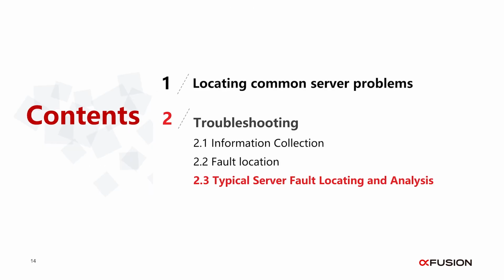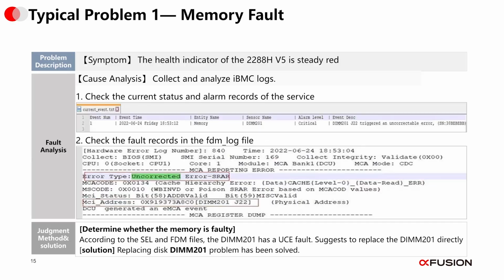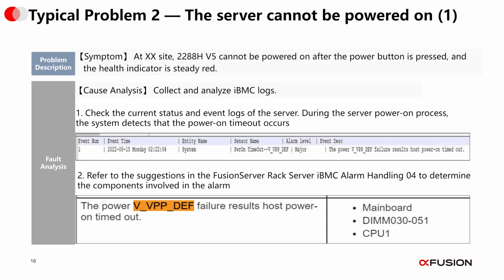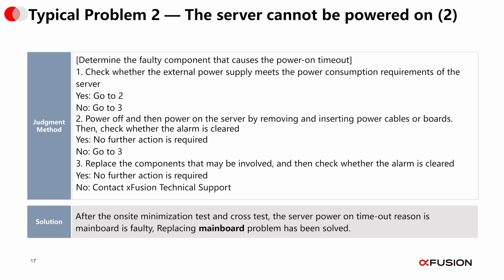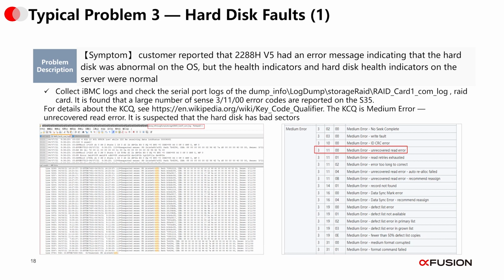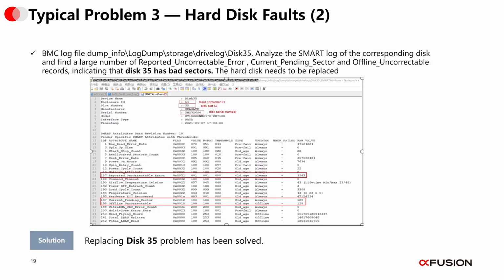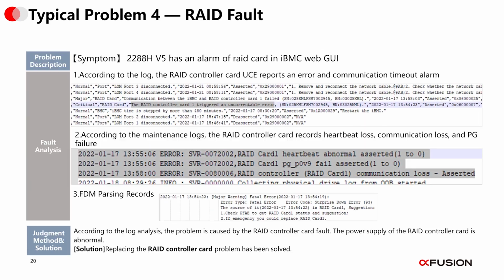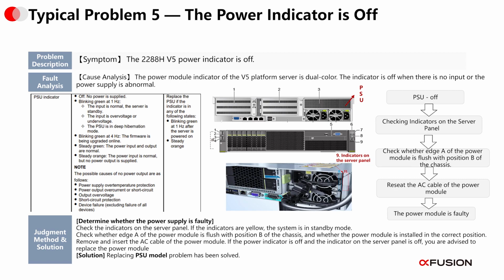Next, I will briefly introduce 5 typical server fault locating and analysis cases. Typical problem 1, memory fault. Typical problem 2, the server cannot be powered on. Typical problem 3, hard disk fault. Typical problem 4, RAID fault. Typical problem 5, the power indicator is off.